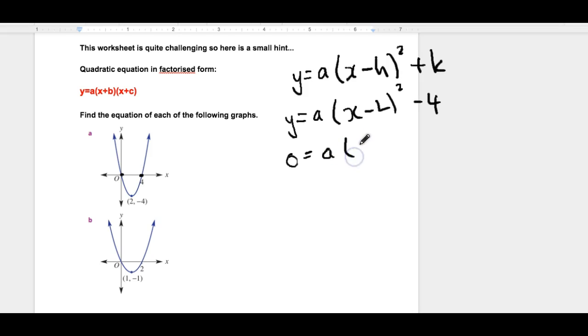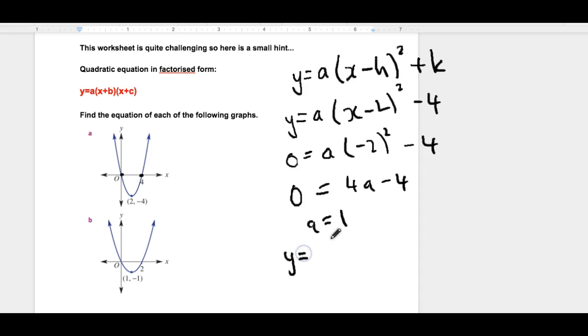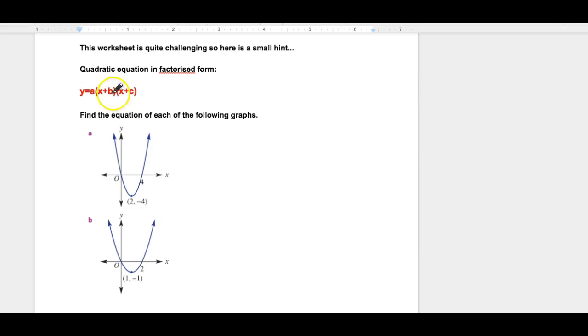Okay, so let's substitute in 0. So when we put 0 here, we're just left with -2. So -2 squared is 4. So I have 4a minus 4. And you get a equals 1. So your equation, I should write that over here. So we get y equals, a is 1, so we don't need to write 1 there. Okay, so we have y equals x minus 2 squared plus 4. Now, remember that, or remember it anyway because it's written here.